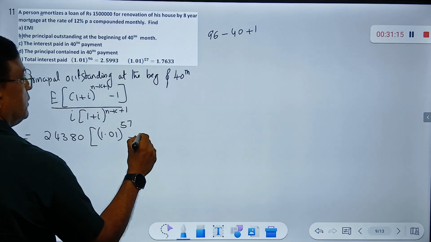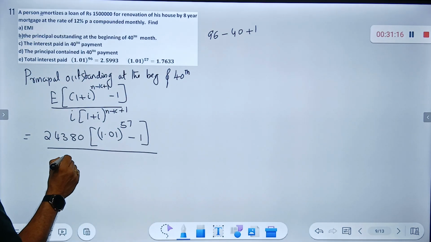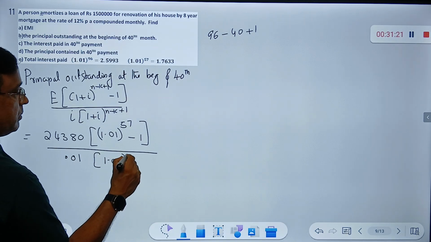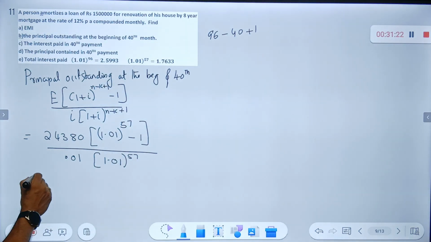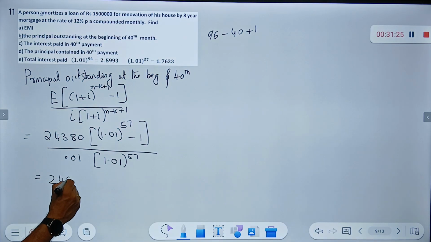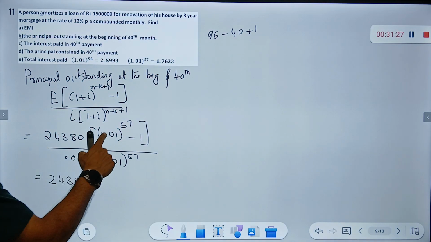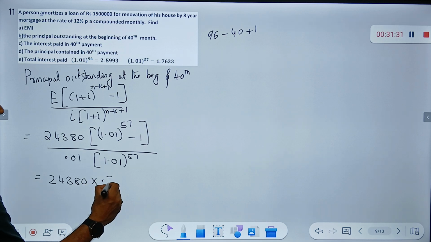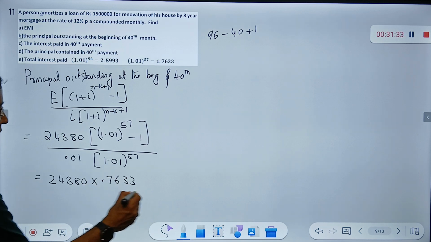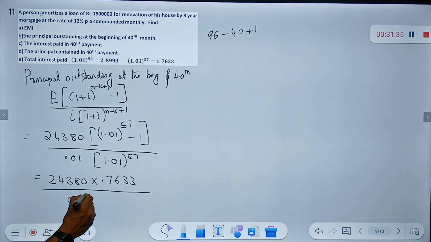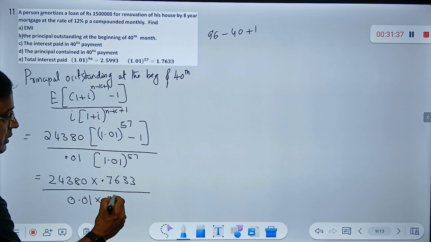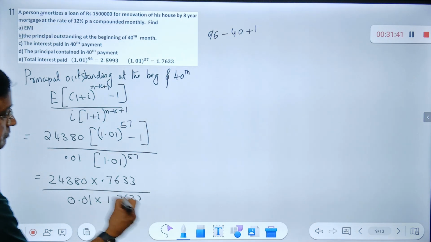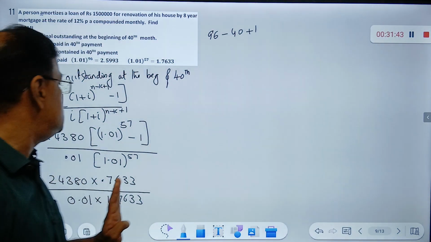57 minus 1 divided by 0.01 into 1.01 whole to the power of 57. So this will be 24380. This value is already given to you. If you subtract 1, it is 0.7633 divided by 0.01 into 1.7633. All calculation is done.